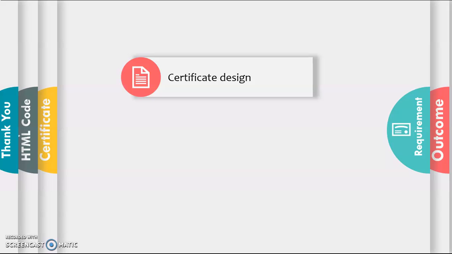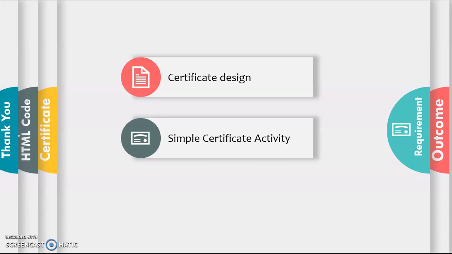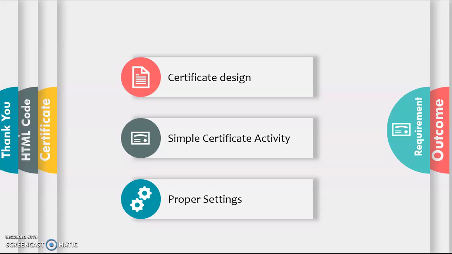So what are the requirements for formatting the text in a certificate? First, you need to design a certificate and you need to add a simple certificate activity in your Gnomio course with the proper settings. Hope you have done all these three activities. Then we will discuss how to format certificate text in the simple certificate activity.